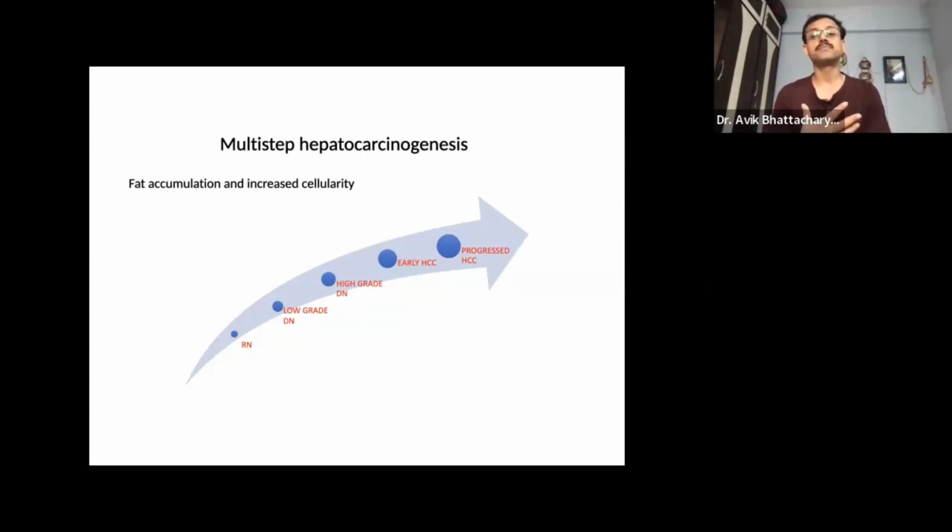So what is the actual hepatocarcinogenesis? What happens inside a hepatocellular carcinoma?